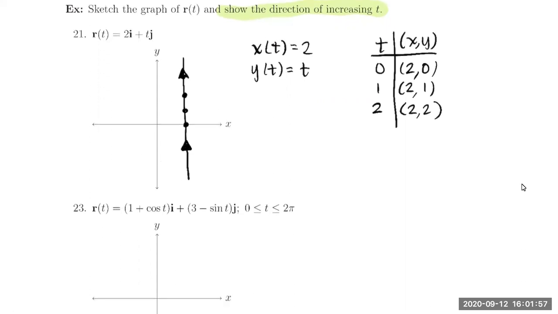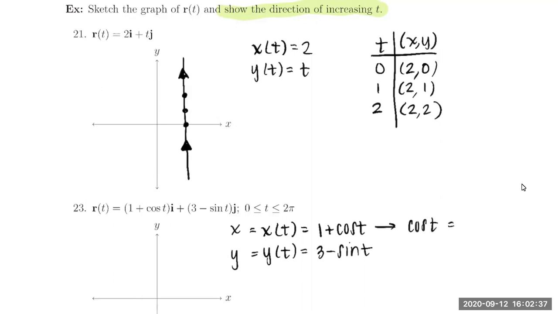Let's take a look at 23 now. Quite a bit more complicated here. Let's zero in on those x and y component functions. So my x component function is 1 plus cosine of t, and my y component function is 3 minus sine of t. We're going to use the same approach that we used earlier with that ellipse, in that we would like to solve for sine and cosine and use the Pythagorean identity. So I'm going to just equate these to x and y. We'll omit that t notation here. And if I solve for cosine, I get x minus 1. If I solve for sine, I get y minus 3.